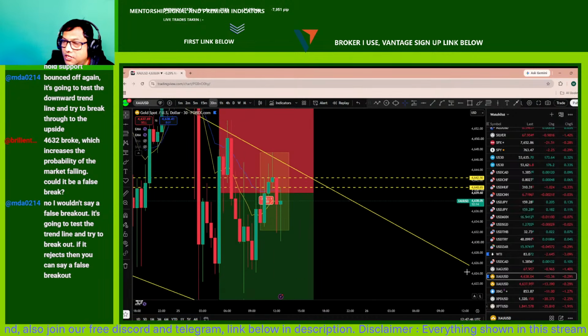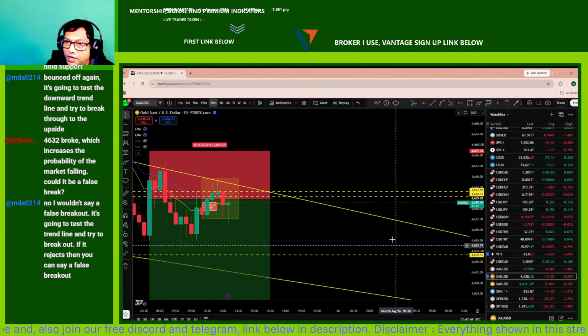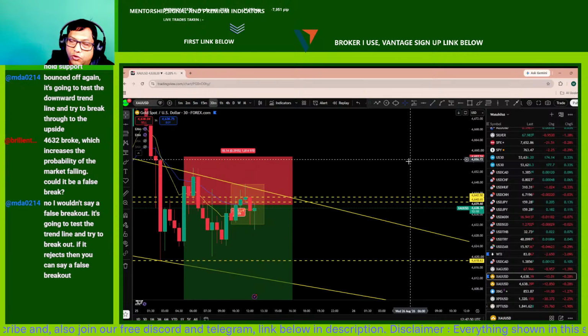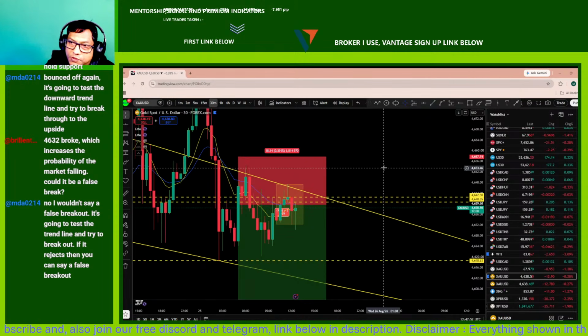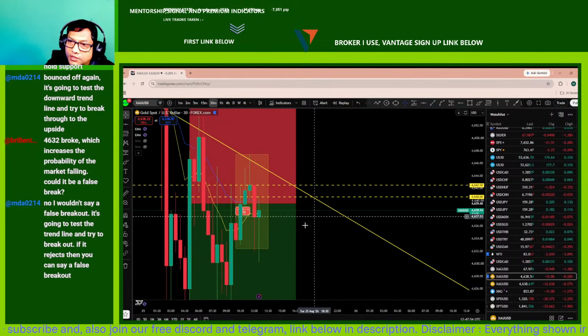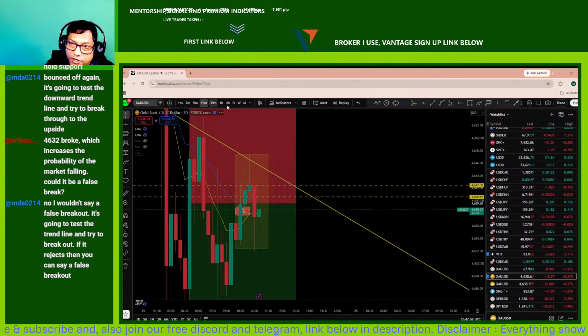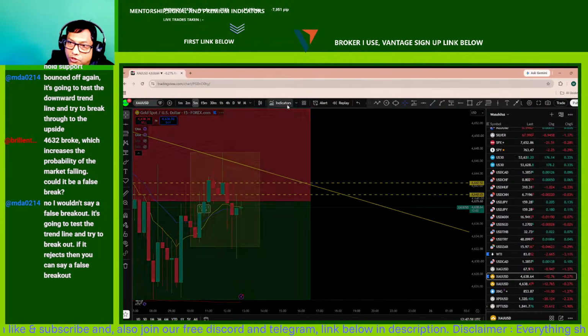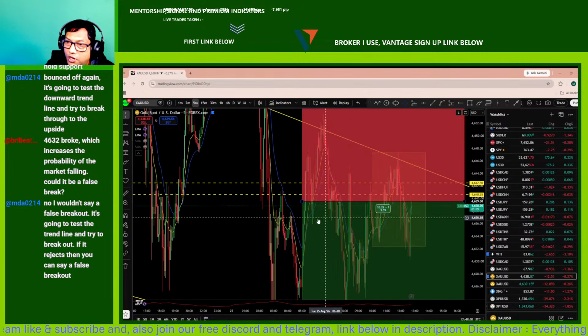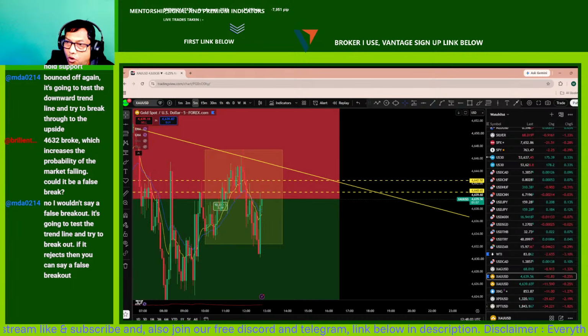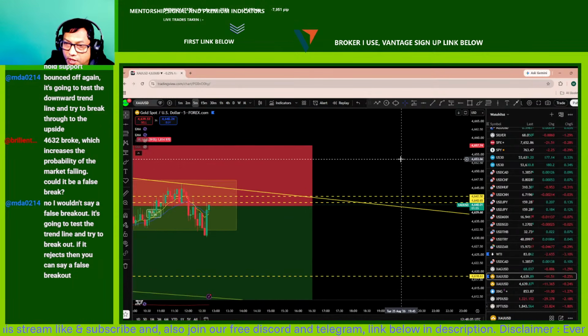I think we might soon see a potential entry opportunity here. If you look at that, this move to the upside is in the opposite direction of the trend. Usually when the market moves in the opposite direction of the trend, that is what I'm looking at for another wave of move in this area.